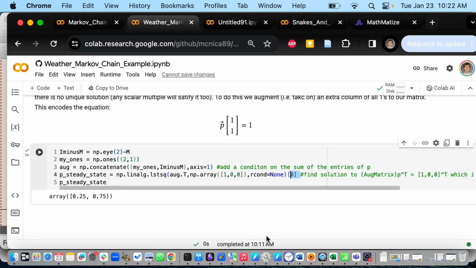This is basically saying solve, if you can, for a rectangular matrix. And you'll see that it worked. So it outputs 25%, 75% for the thing. So that's one way you can do stuff in the computer.